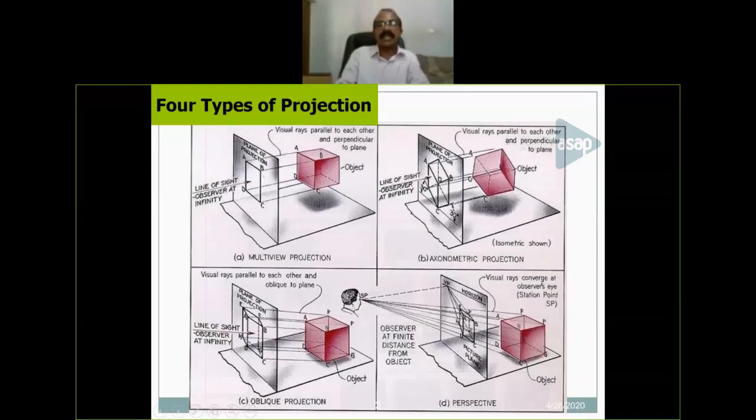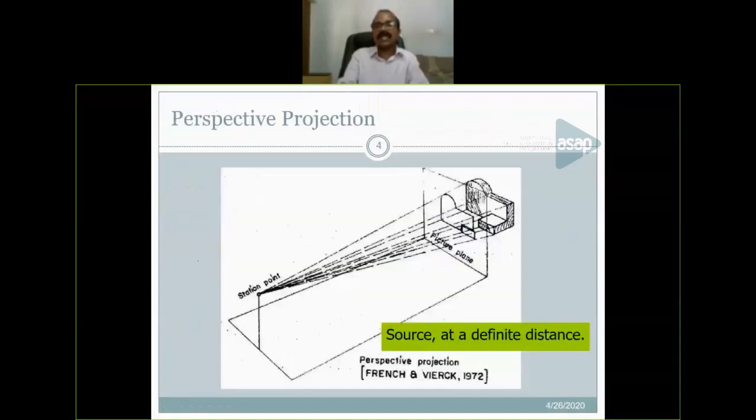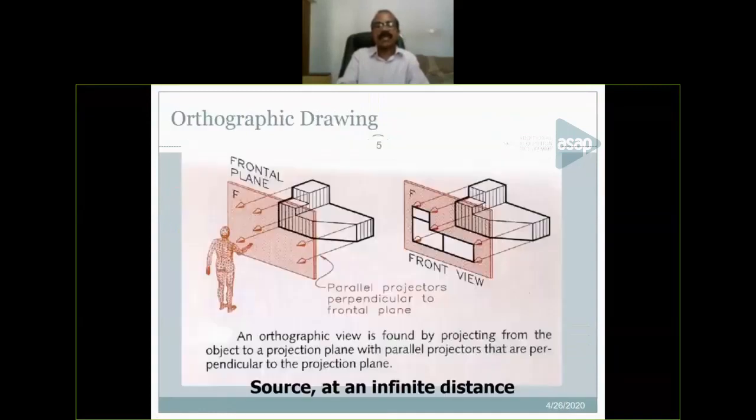So multi-view projection is a view of an object, or a photograph enough to describe an object, with a number of views systematically arranged. In perspective projection, the source is at a definite distance. In the case of orthographic view, the view is formed by projecting from the object onto a projection plane with parallel projectors that are perpendicular to the projection plane.